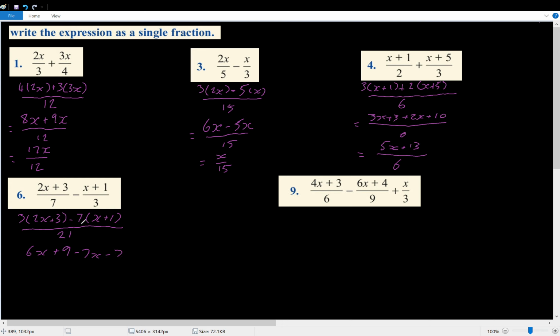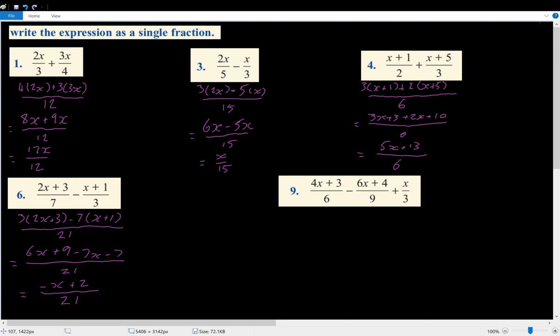And you want to be careful of your signs. The mistake that often gets made is making that last term a plus 7 because you have a plus 1 in there. And this is all going to go over 21. And then we tidy this up: 6x minus 7x is going to be minus x, and 9 minus 7 is going to be plus 2. So we get minus x plus 2 all over 21.